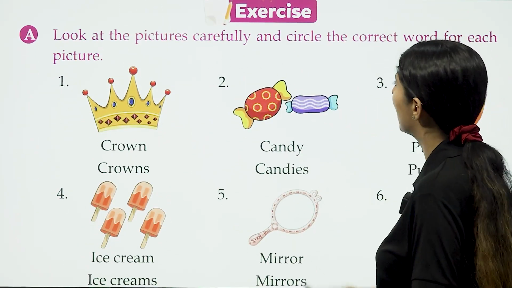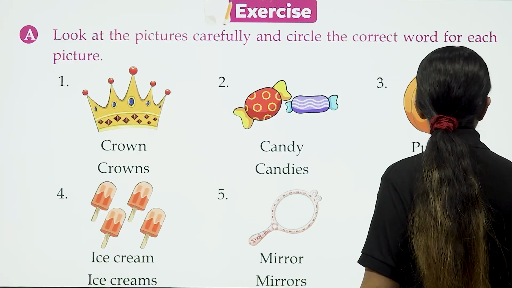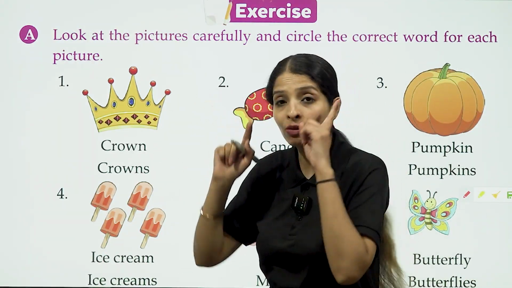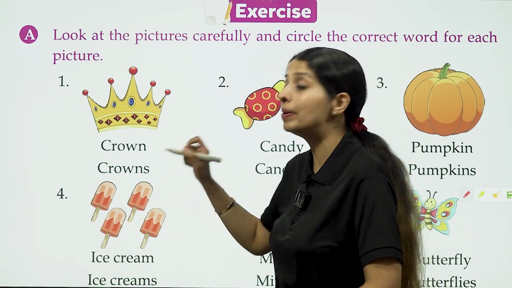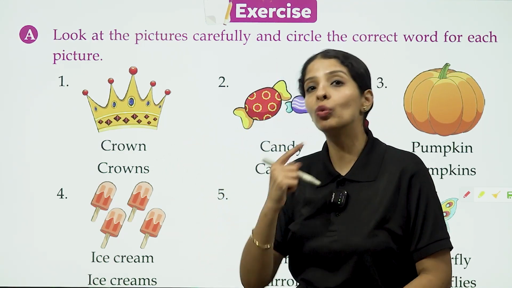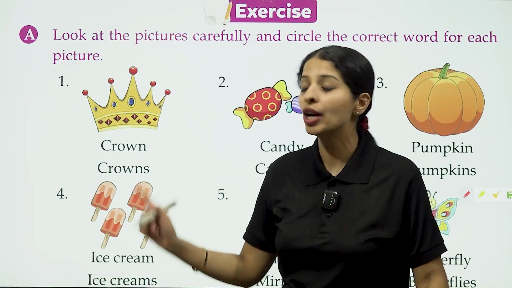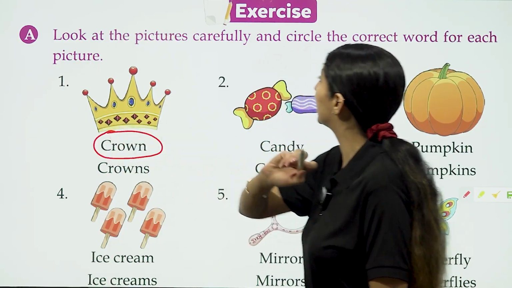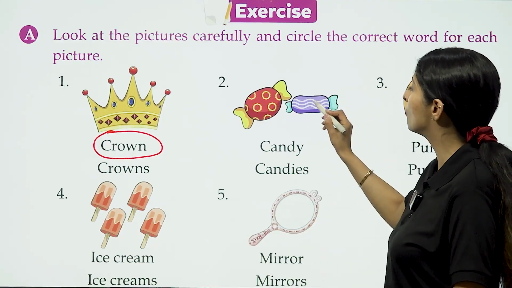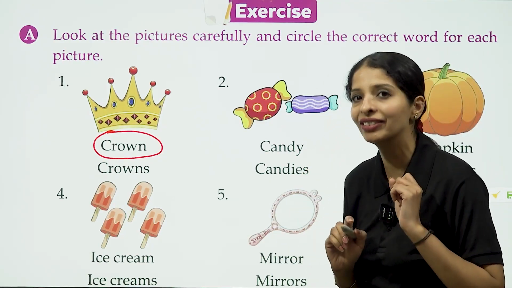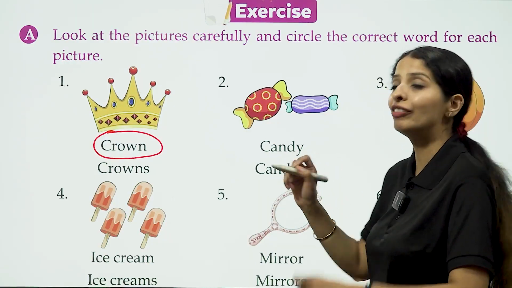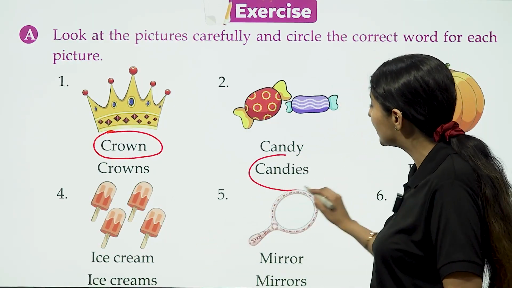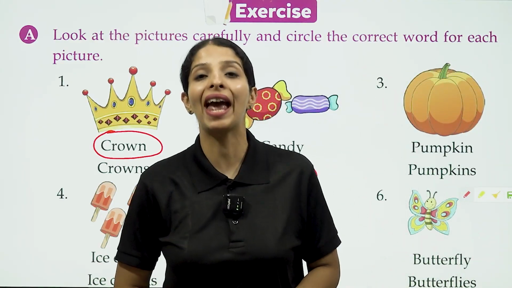Look at the pictures carefully and circle the correct word for each picture. Here we have one crown. So it will be crown or crowns. No S or ES is needed. So it will be crown. We have more than one candy, right? So it will be candy or candies. It will be candies. Extra ES.